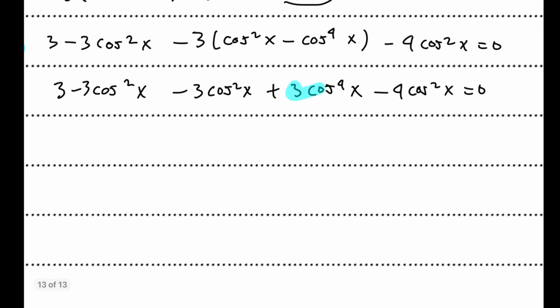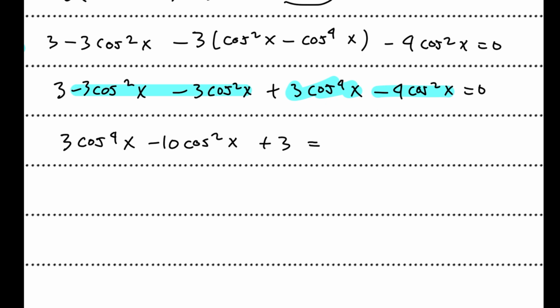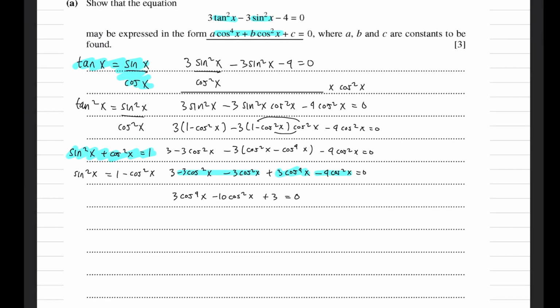Now we have the first one, which is cos exponent 4x, and then the cos square x terms: minus 3 and minus 4 become minus 10 cos square x, plus the last one is 3, equals 0. So this is our ABC constant to be found. A is 3, B is minus 10, and C is equal to 3.